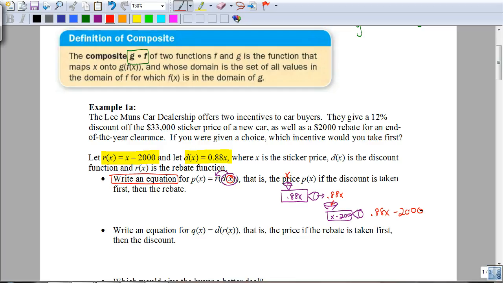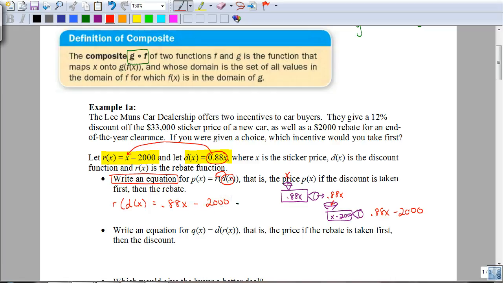That's my answer. Now, to save some time of always having to write a function machine, let's look back at what we have over here. What I was going to get at earlier was that if we take function d of x, which is 0.88x, we're going to put that inside of function r. So I'm going to replace this x with the 0.88x. So when I do that, like we said, r of d of x is going to equal 0.88x minus 2,000.